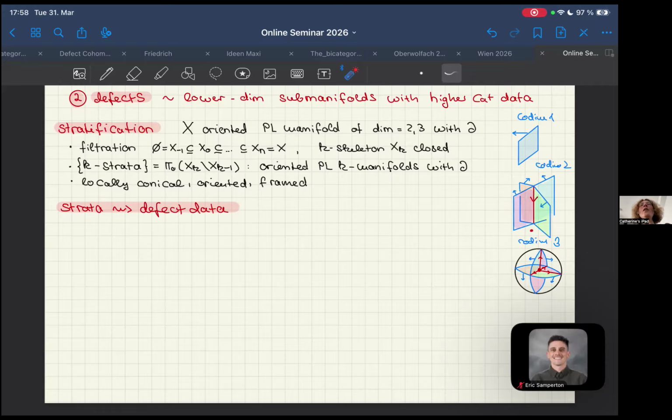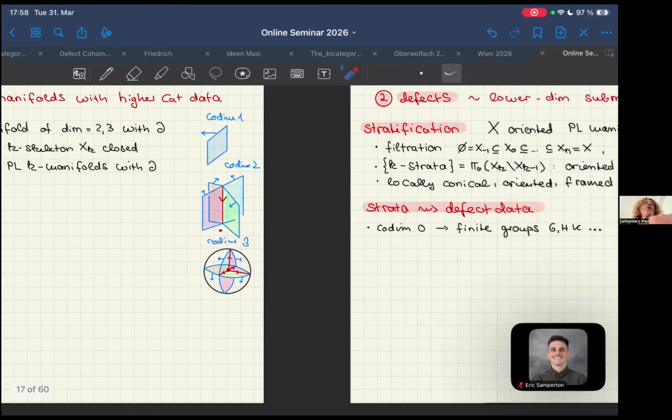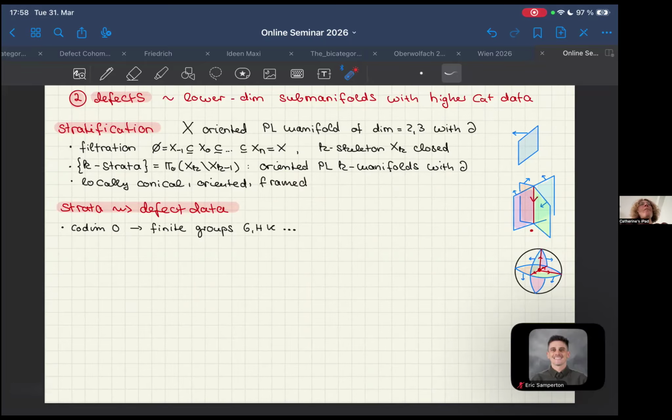Okay, and now, there can be many strata of various dimensions, and now one needs to think about how to assign defect data to the strata. And the rule is always, when you have codimension 0, you think of this as gluing together different theories of the type you're considering with a wall between them, the defect. So for codimension 0, you're supposed to have the same data as before, but various assignments for the different strata.